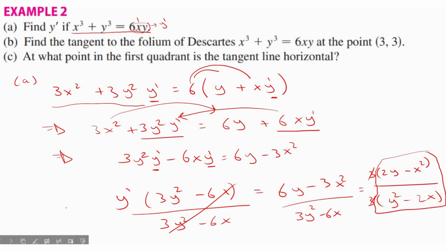And then in part B, we have to find the tangent to the curve x cubed plus y cubed, so this is the equation, at the point 3, 3. Now we know if we want to find the tangent of any line, then what we are supposed to do is to find f prime at that point. So we have to find f prime at 3. We already found this f prime at x.